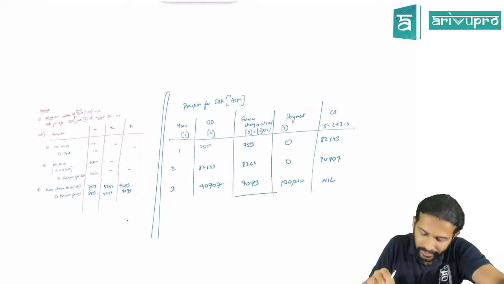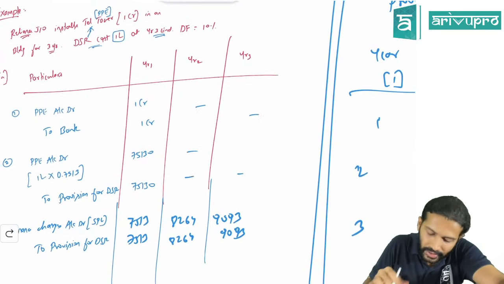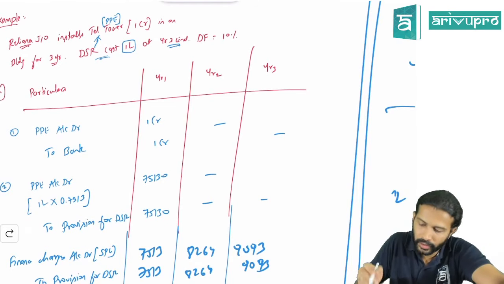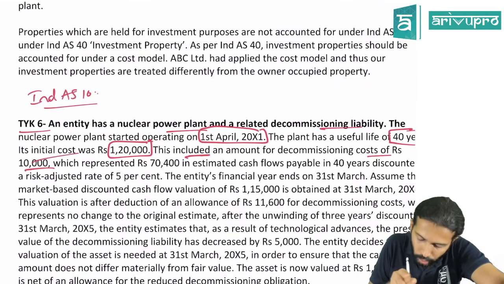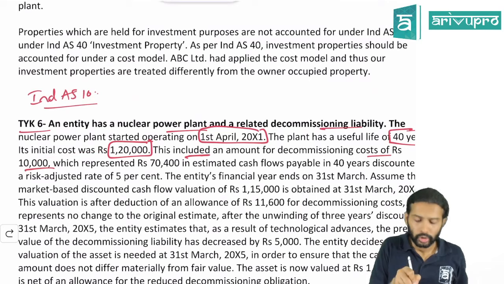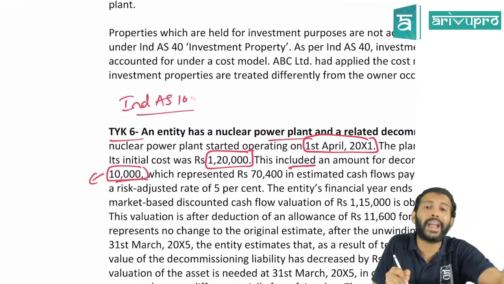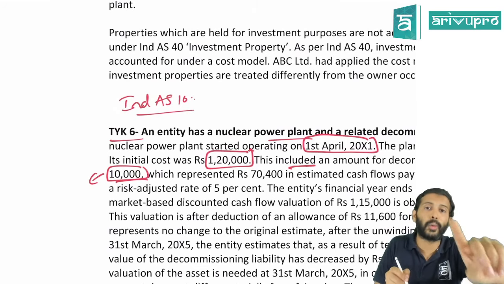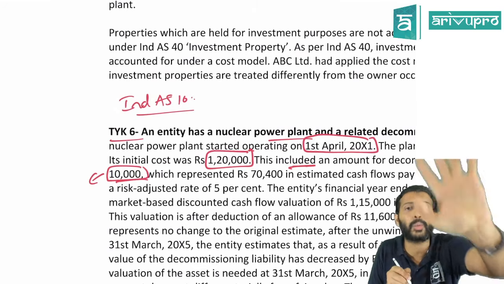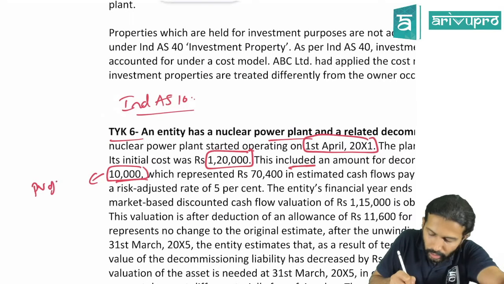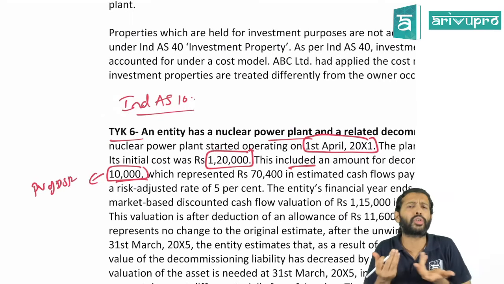So here we need to add, right? This entry, we added to the cost of the asset, no? So they're saying this entry is already passed. Okay, this 1,20,000 includes this 10,000. So that means this is the DSR cost? No. This 10,000, what do we add to PPE? We don't add the full value. First, we find out the present value of the DSR cost, right? So this 10,000 added is the present value of DSR. They only found it out. So good question.